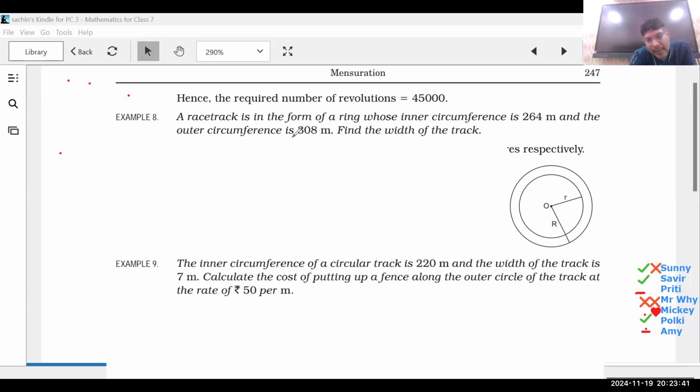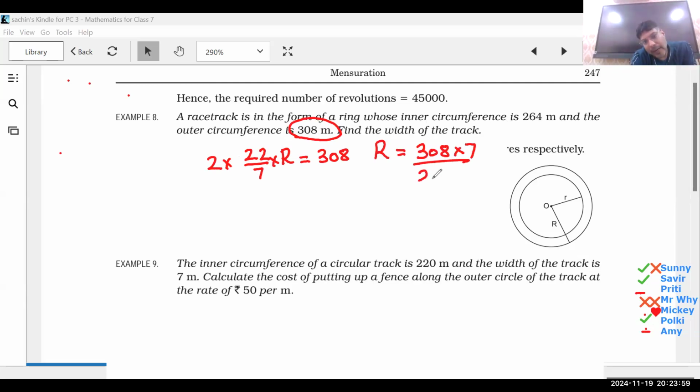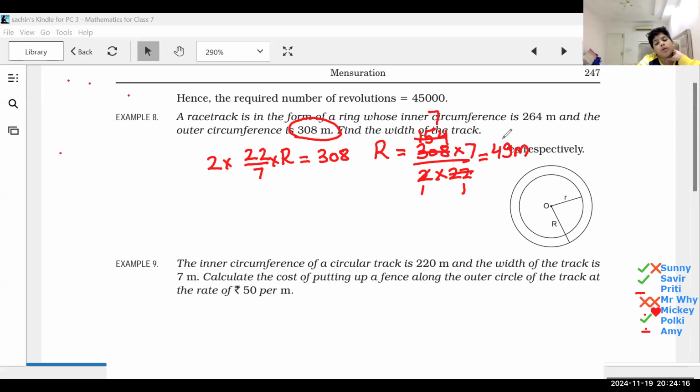Let's take the outer ring. Pi times 2 into pi times r is equal to 308. Any problem in this? No, sir. R is equal to 308 times 7 divided by 2 into 22. I will simplify, this will be 154. Then simplify by 22, this will be 7. 7 into 7 is 49 meters. Any problem in this? No, sir.